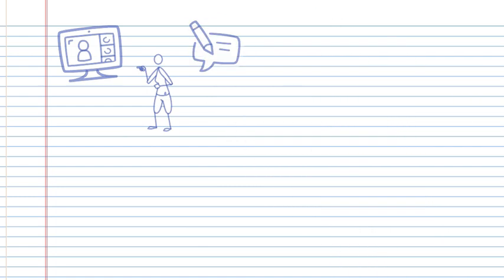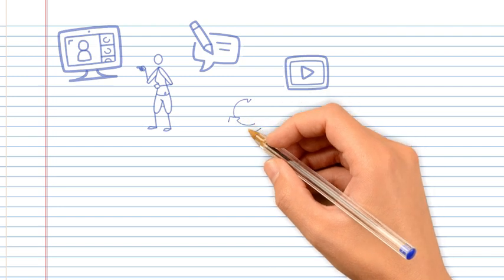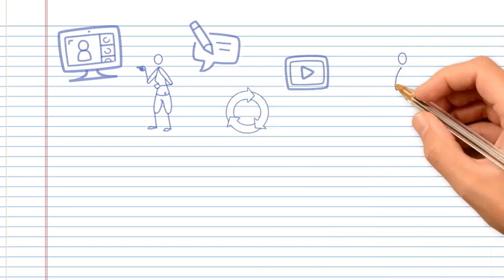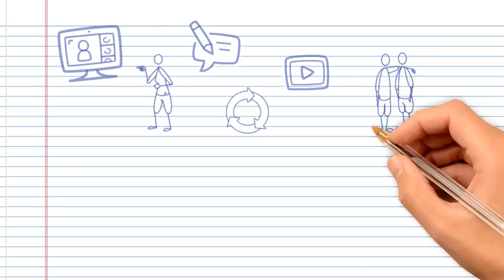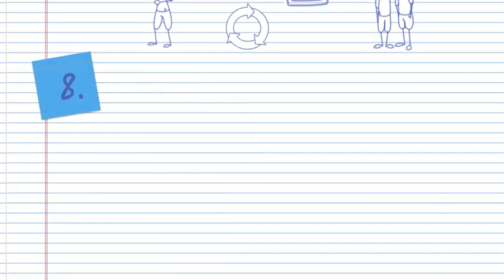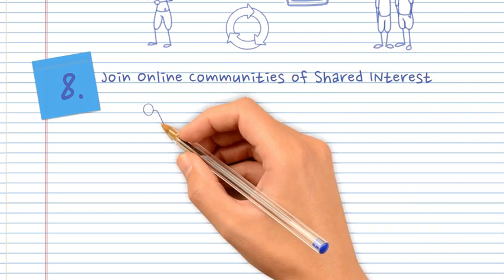Use Google Translate or an English speaker to correct your issues. Then record yourself repeating this process several times until you are answering the questions more comfortably and clearly. This method helps the words and sentences to come more quickly and naturally when you have the opportunity to speak English in person. Number 8, join online communities of shared interest.